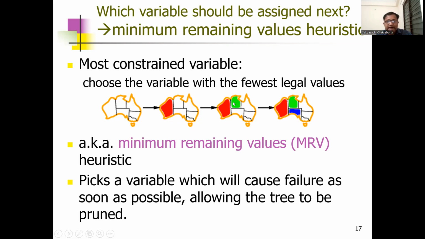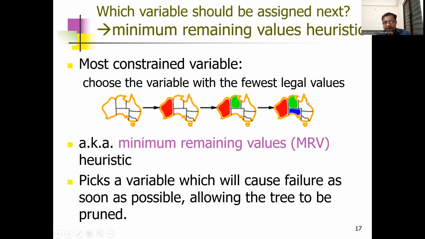Now let's randomly pick the Northern Territory. Then in the leftover regions, South Australia is left with only 1 remaining value, that is blue. South Australia can be colored only blue, whereas Queensland is left with remaining value 2, and New South Wales and Victoria have remaining value 3 each. The next one with the minimum remaining value is South Australia, so we assign it the value blue.